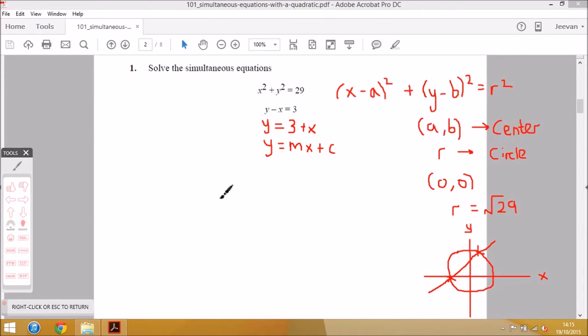Okay, so let's go ahead and solve this pair of simultaneous equations. The way to solve it is you use substitution. What you do is you always take the linear equation and rearrange it to make either y the subject or x the subject, and then you substitute it into the quadratic equation.